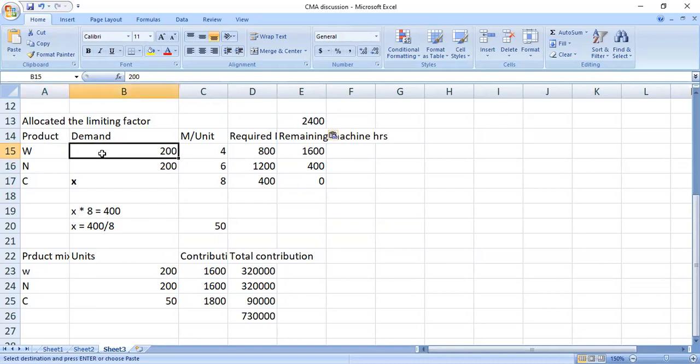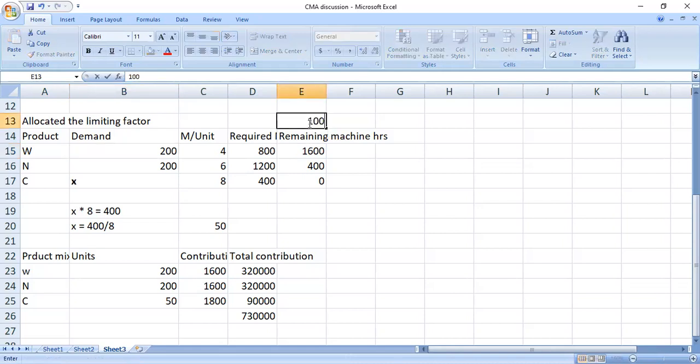So we're saying W comes first because it has a lot of contribution. What's your demand? It's 200. Maximize, produce the entire 200, as long as the limiting factor is still there. If the limiting factor was just, for example, 1,000, that's an example, you would only produce W, and assuming you had a smaller limiting factor, you wouldn't produce the entire 200.